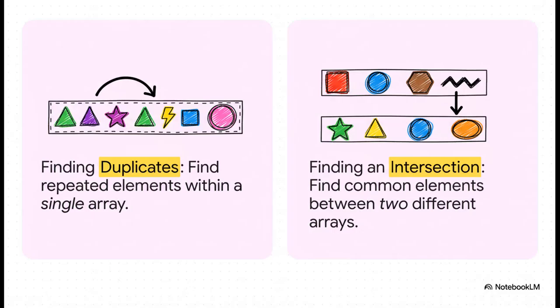Now this is something interviewers love to do. They'll ask questions that sound really similar, but require totally different logic. So for example, finding duplicates means you're looking for repeated numbers inside just one array. But finding an intersection, that's about comparing 2 different arrays to find what they have in common. See the difference? It's a subtle but crucial distinction.